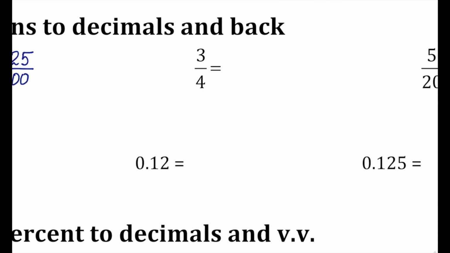3 over 4. Again, I can multiply this by 25. That will give me 100. And then 3 times 25 is 75. So it's 75 hundredths or 0.75. So 3/4, or you can think about literally 3/4 is 75 cents.